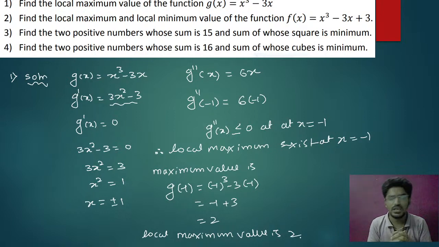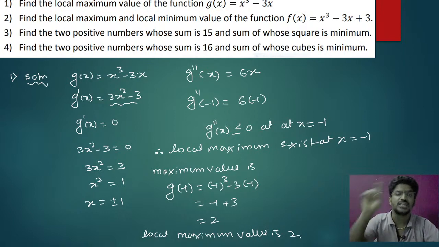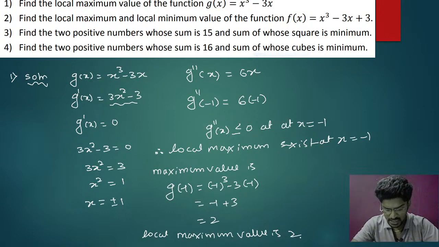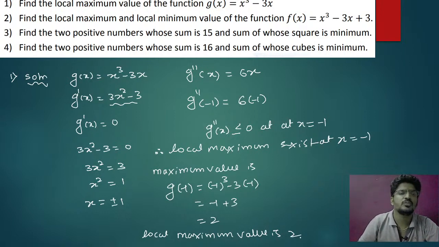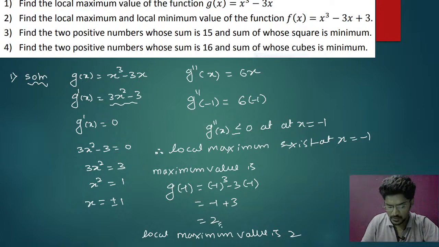Now they are asking local maximum value. So you check at which point it is going to be lesser than or equal to 0. So put that term and you have to say that local maximum exists at x equal to minus 1. But that is not local maximum value. If you want to get local maximum value, you have to take it and put it in g of x. There you are going to get the value 2. So this is local maximum value.